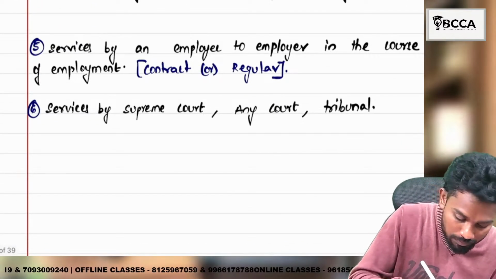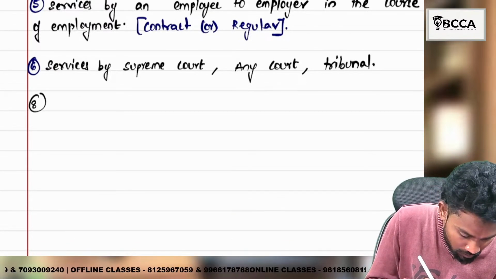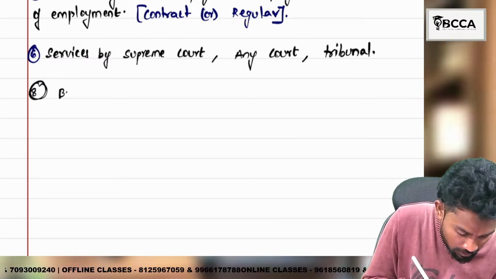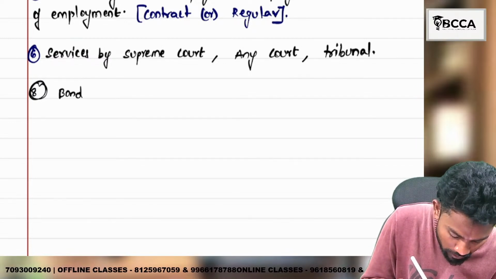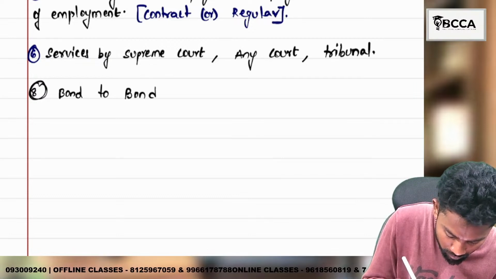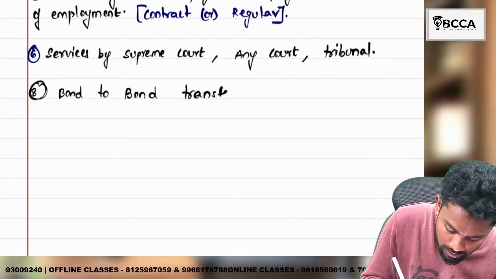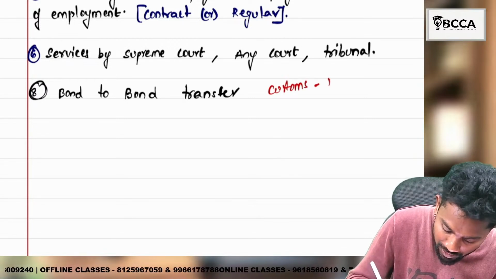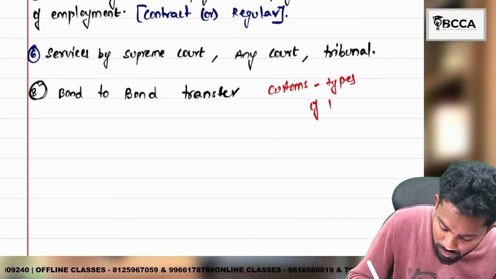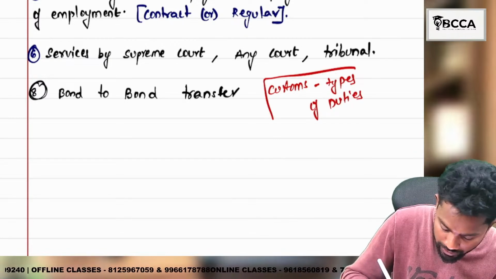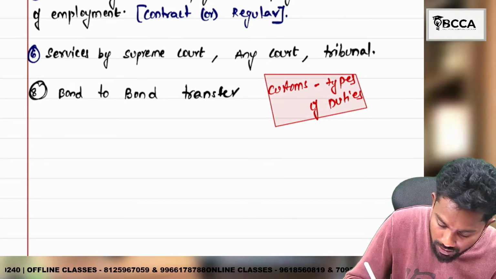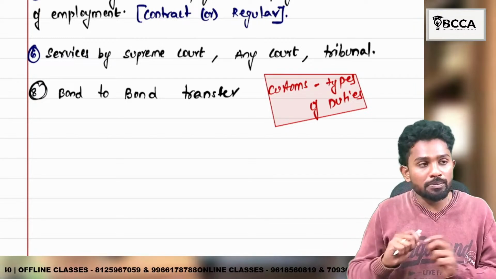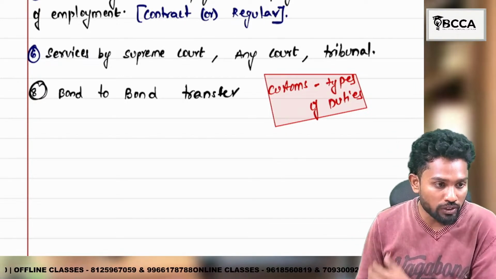There are other things also, sir. The eighth one is called bond to bond transfer. So what is this bond to bond transfer? This is an interlinkage with the customs chapter, the types of duties. I will explain it anyhow. If you still don't get connected well, then if you read the customs related part, the types of duties part, you'll understand it easily.